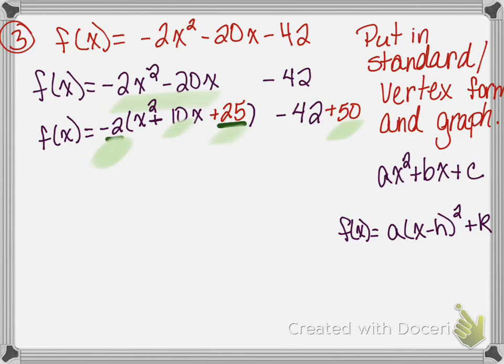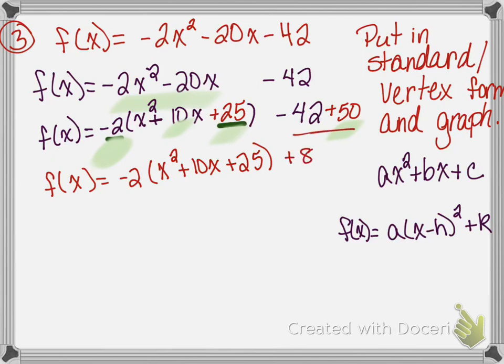So now I'm going to rewrite what I have. I have f of x equals negative 2 times x squared plus 10x plus 25, and then on the outside, I have plus 8. So I just simplified that right there. Now what I want to do is factor this. This is a perfect square trinomial, and it allows me to factor.